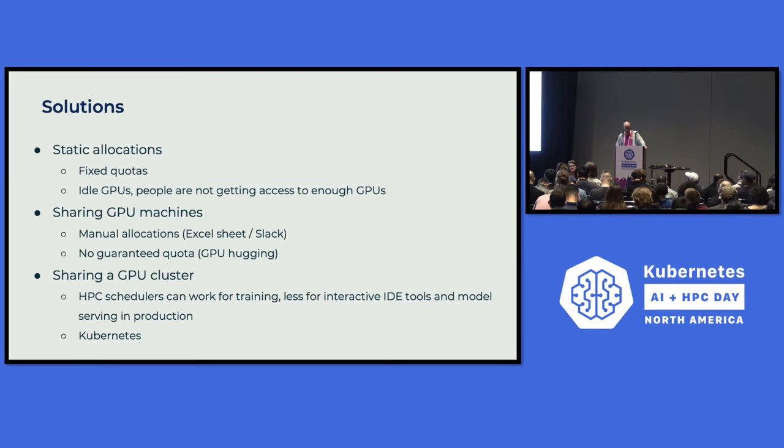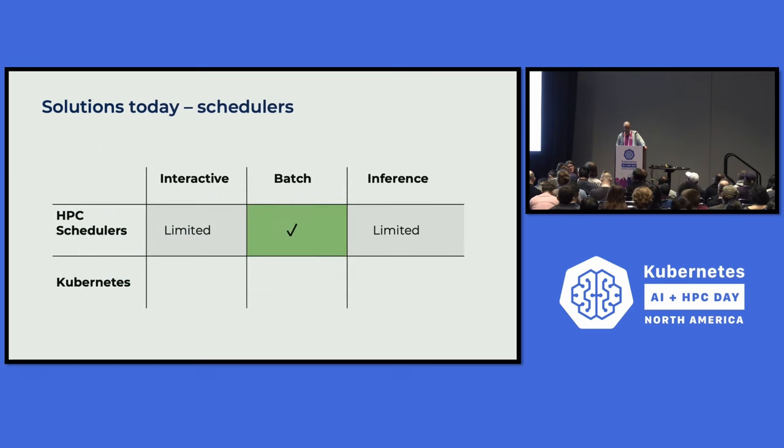And then we have HPC schedulers, from the high performance computing world, that were developed more than 10 years ago, like Slurm. As we see it, they provide a good solution when it comes to running batch workloads and training batch workloads.